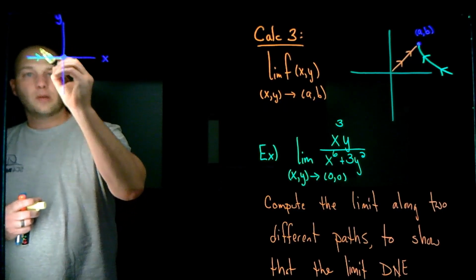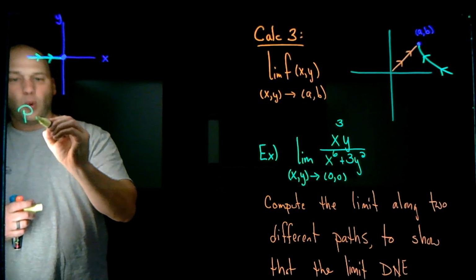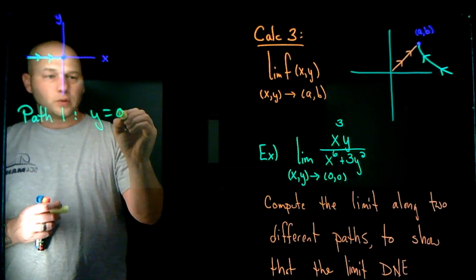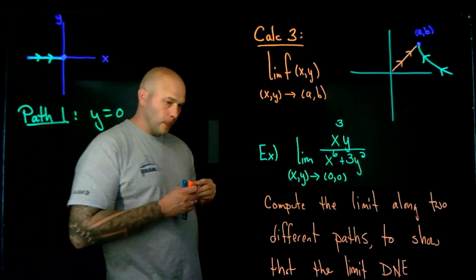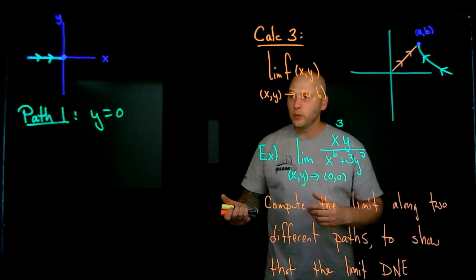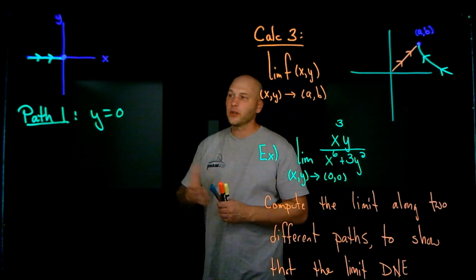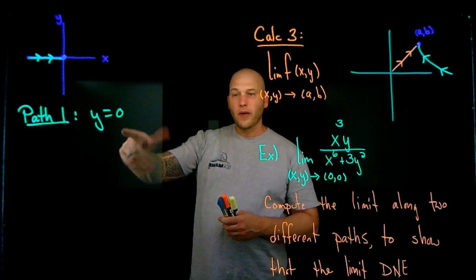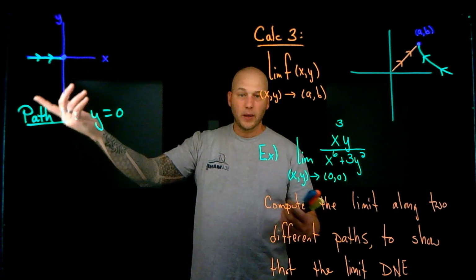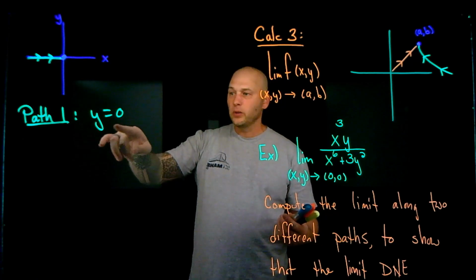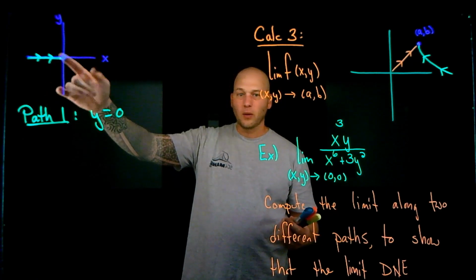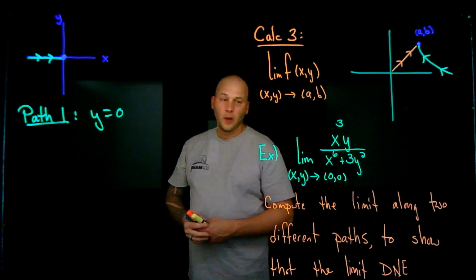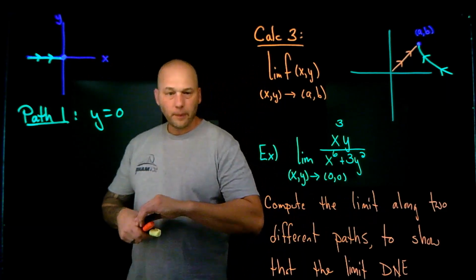And I'll call this, again, this is going to be path 1, y equal to 0. So let me show you how to compute that limit along the path. Now first of all, again, I can take any function that I want, y equals f of x, which passes through that point. Again, I'm picking a very simple one, y equal to 0, and that does pass through that point. In other words, I can't use the path y equal to 1 because that doesn't pass through the origin. Now here's how we compute the limit.